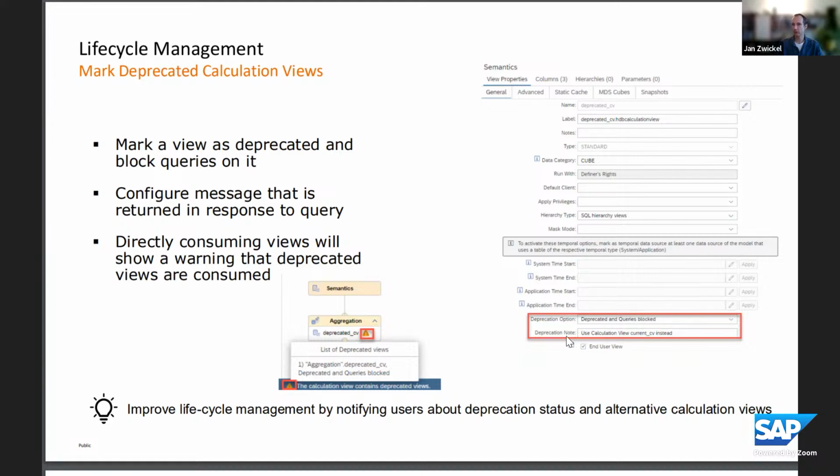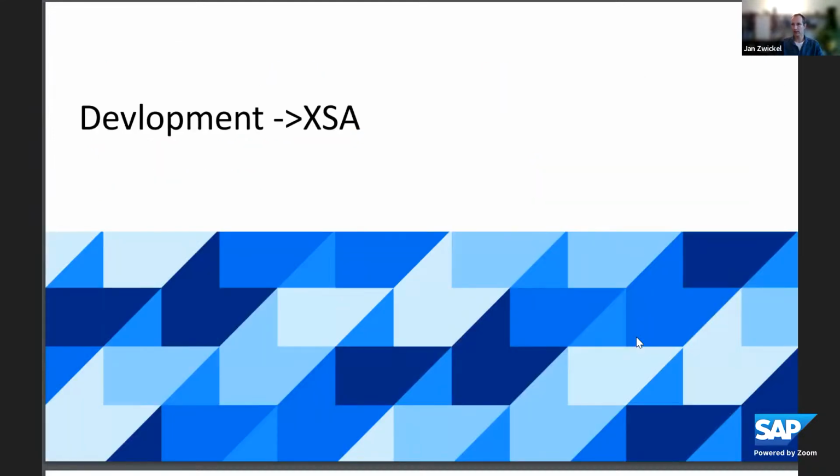The message that you have in the deprecation node will be shown, like use calculation view X instead. And the good thing is, first of all, the end user sees what he or she should do instead. And also the view is still there in the database, so it's pretty easy to activate it again if you realize, oh, it's still needed, and your judgment that it's legacy is actually not correct. And with that, the topics would switch over to development and XSA.